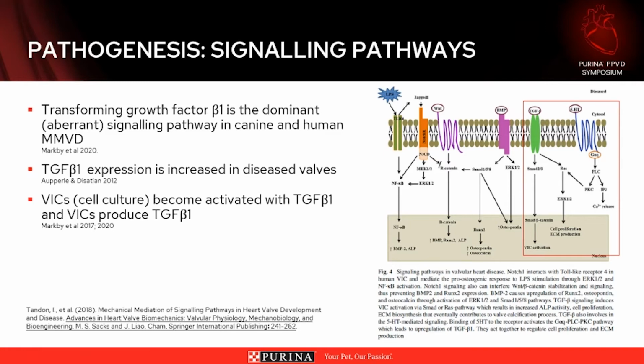So the TGF-beta1 pathway probably both initiates and perpetuates this progression of degeneration in the valves. So there's good evidence for the role of TGF-beta. It's increased in diseased valves, looking at its expression. If you have cell cultures of your valve interstitial cells and you give them TGF-beta1, then they will actually become activated, having been previously quiescent. And we also know that the valve interstitial cells produce serotonin. So there is interaction between the TGF-beta pathway and the serotonin pathway.